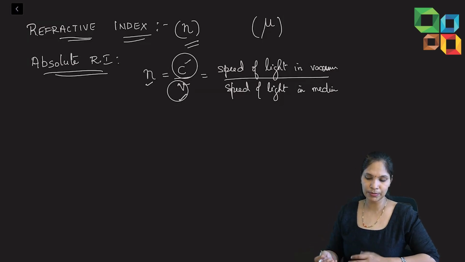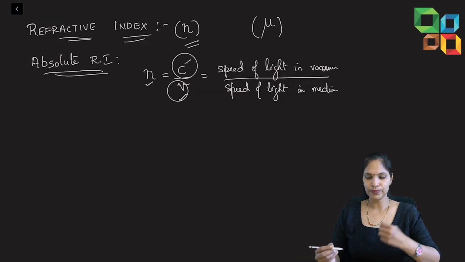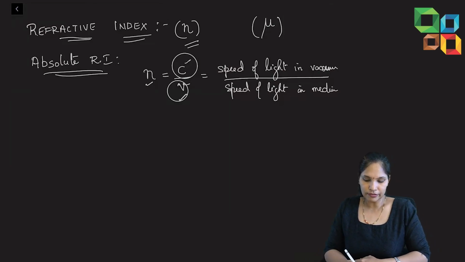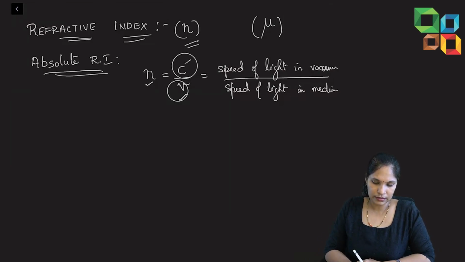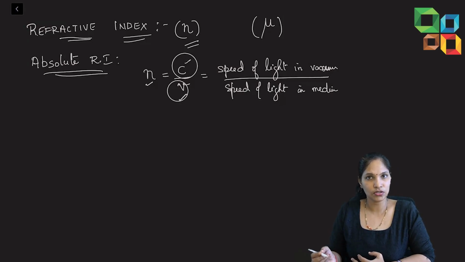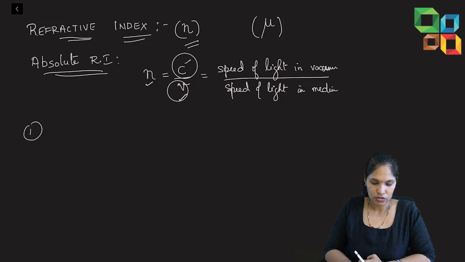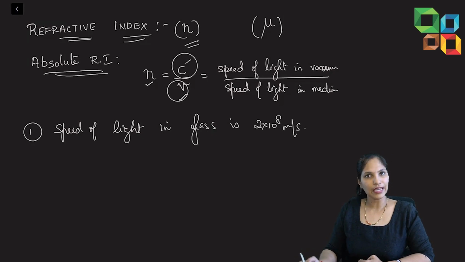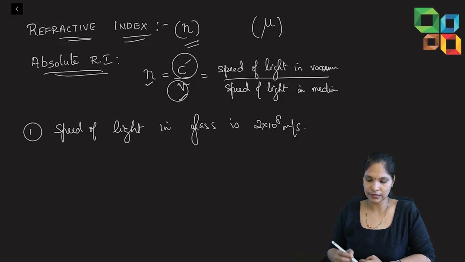So let's understand the deeper meaning of this. So this is just a formula. Refractive index is speed of light in vacuum to the speed of light in medium, that ratio. Fine, let's understand the meaning. Let me say that the speed of light in glass is 2 into 10 to the power 8 meter per second. Can you calculate the refractive index of that glass for me? Absolute refractive index. Can you find it and tell me?